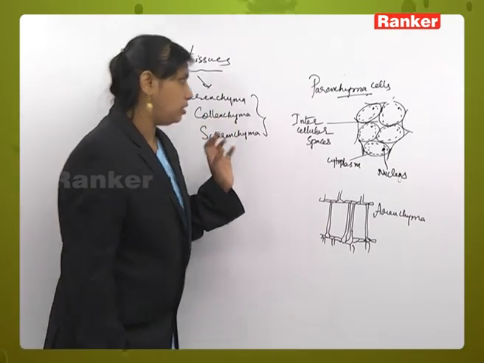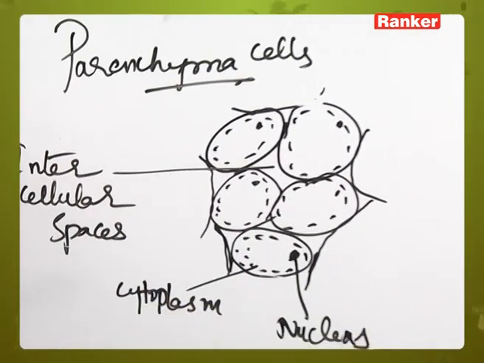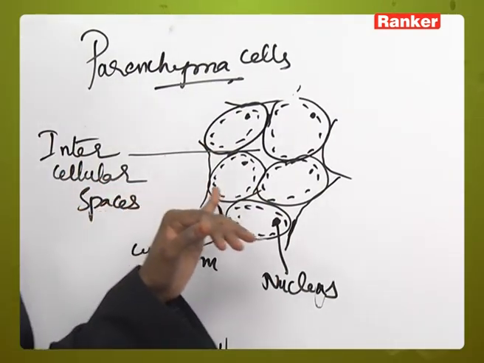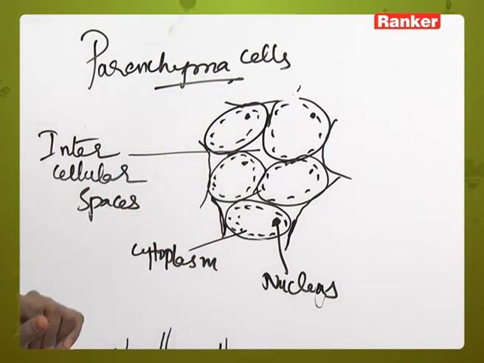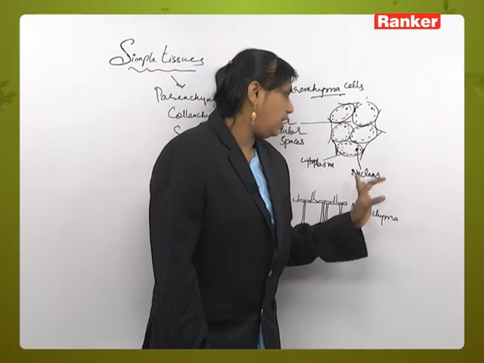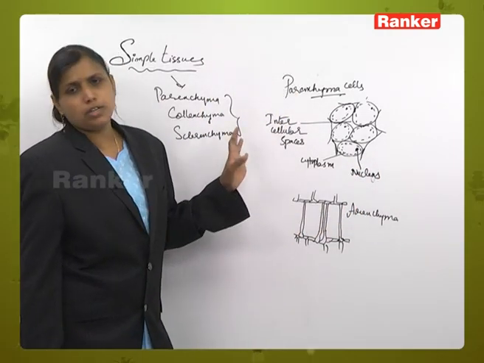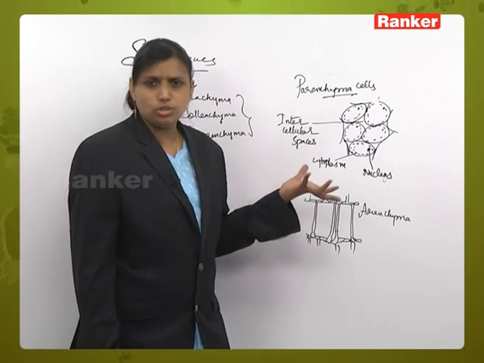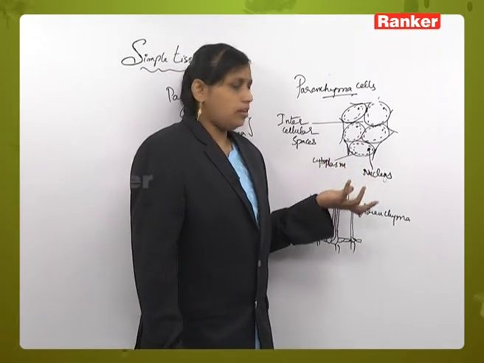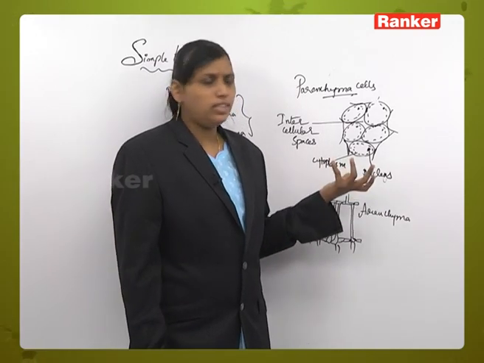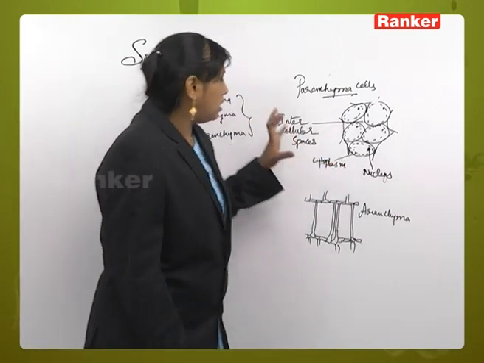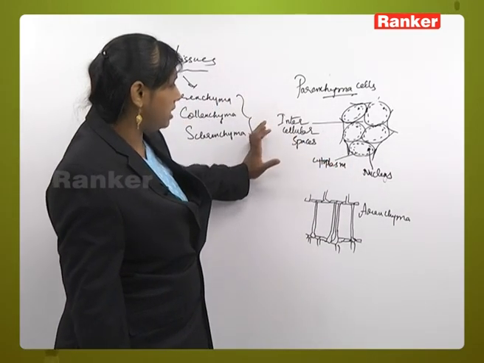So what is parenchyma tissue? This is the structure of parenchyma cells. These cells are simple living tissues, variously shaped with intercellular spaces. The cells have cytoplasm and a nucleus in each cell, and they form the major part of the primary plant body. All the ground tissue system, cortex, medulla, pericycle, and the fleshy pulp of the fruits are made up of parenchyma tissue.